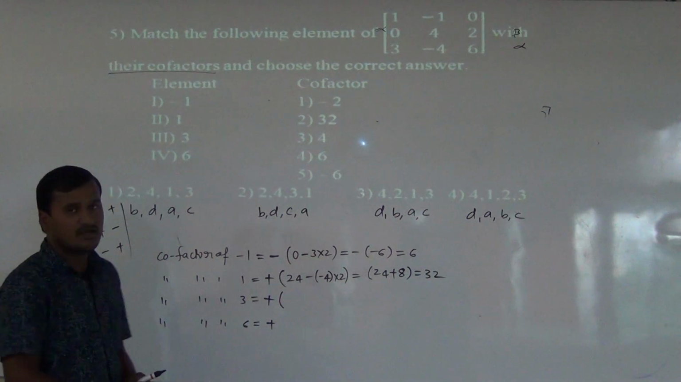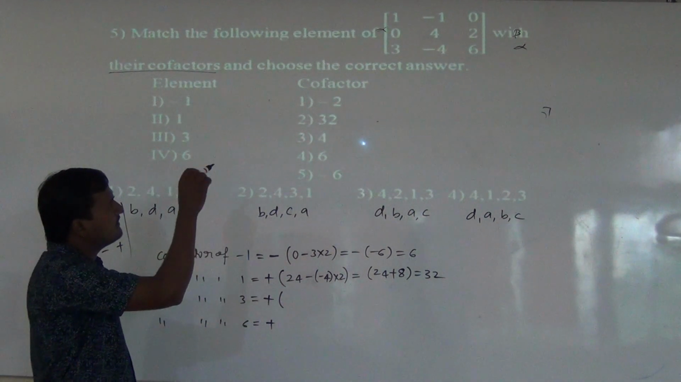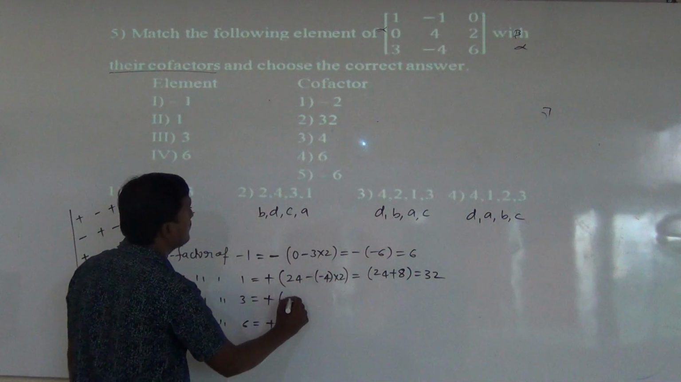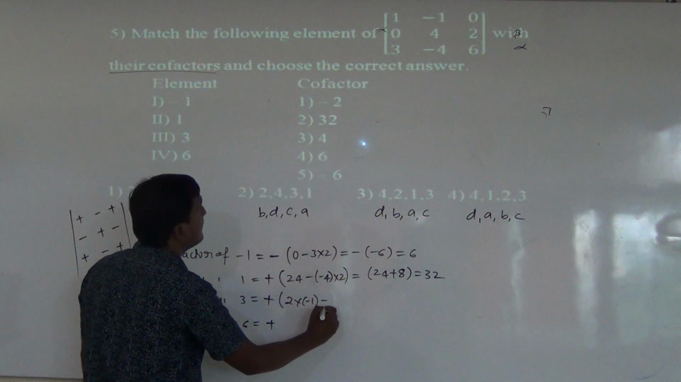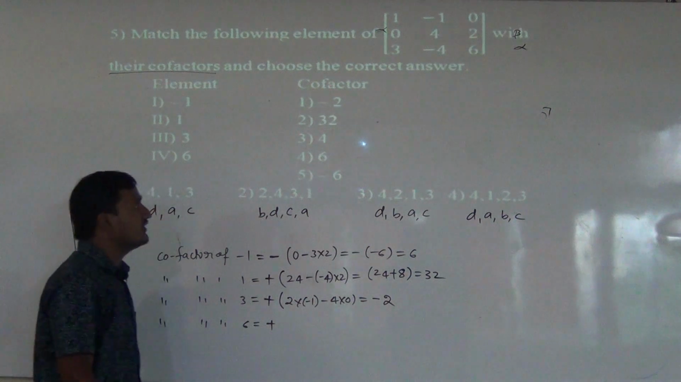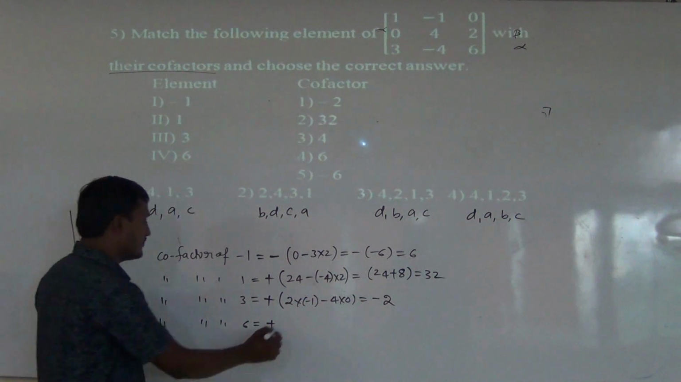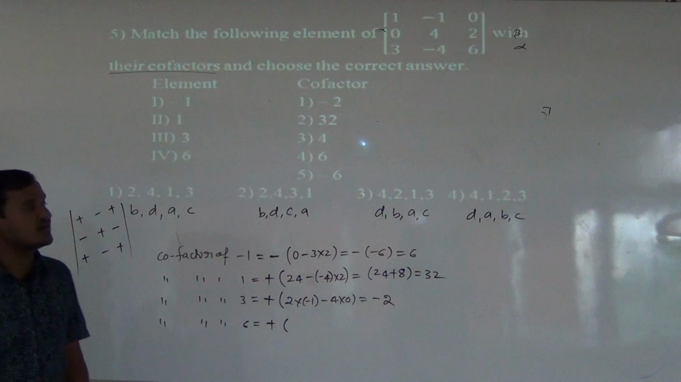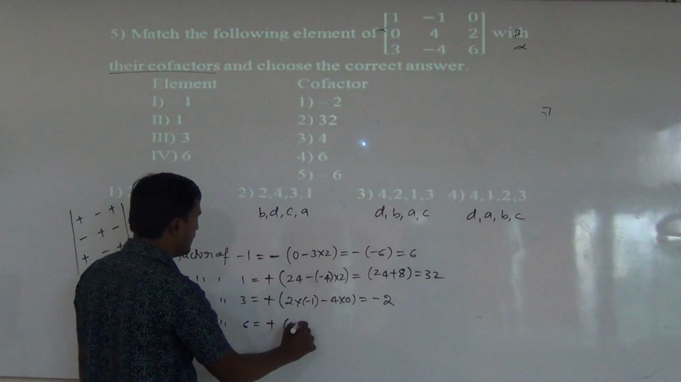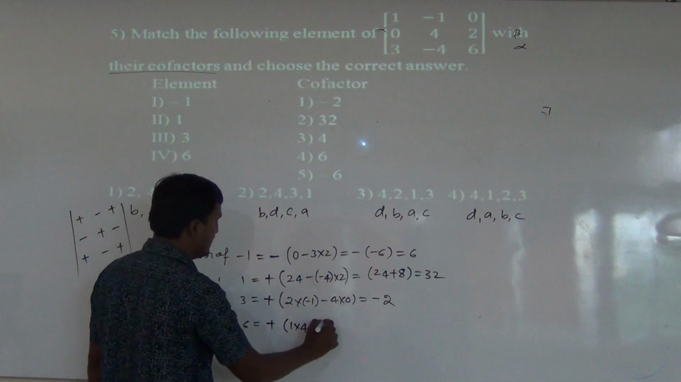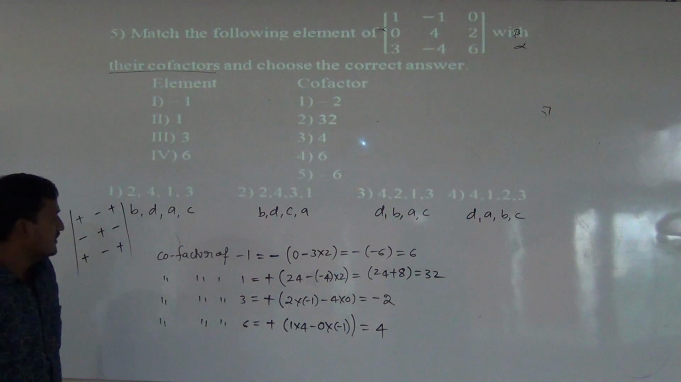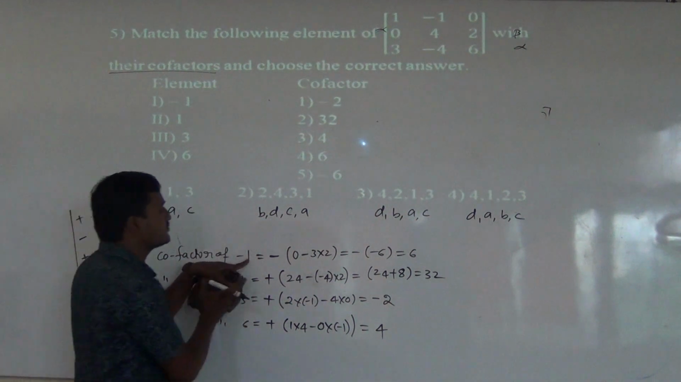Next, cofactor of 3. To find the cofactor of 3, you have to leave the first column and third row, so 2 into minus 1 minus of 4 into 0, so clearly it is minus 2, right? Next, what about cofactor of 6? To find the cofactor of 6, you should leave third row and third column. So that is 1 into 4 minus 0 into minus 1. So therefore, what is the answer? 4, right?